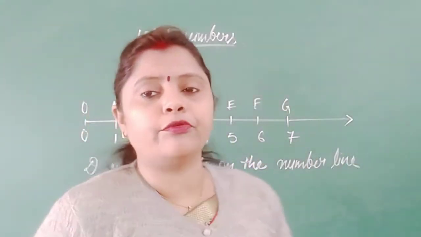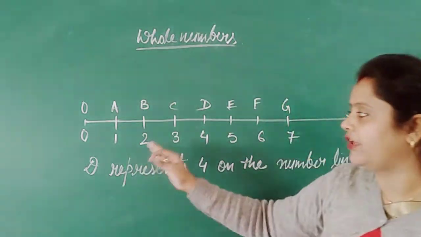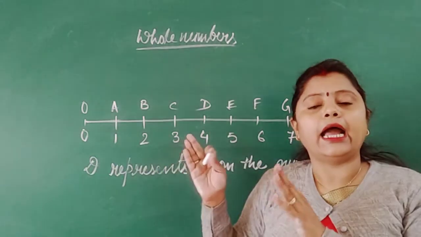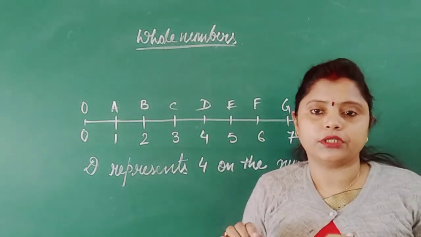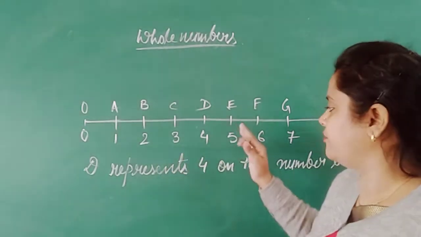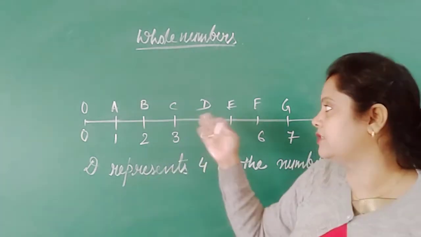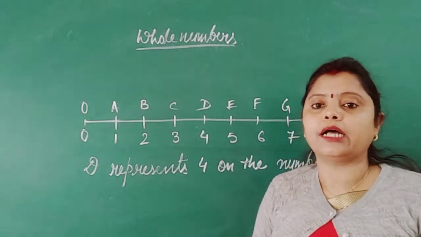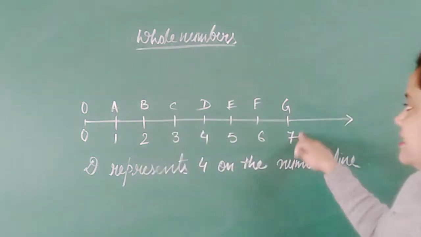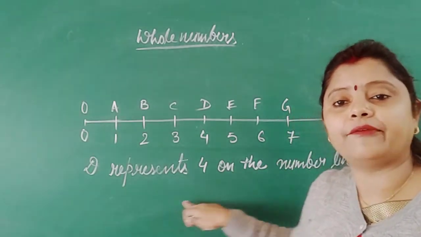If any such question comes that represents a particular number on the number line, this is what we are going to do. We have to draw a number line, write the numbers with equal intervals, and then denote them with alphabets. Same work I have given here. If the question comes like represent 4 on the number line, this one we have done. Similarly, it may also ask represent 7 on the number line. So you can write G. You can see G here, it is 7. So you can write down that G represents 7 on the number line.